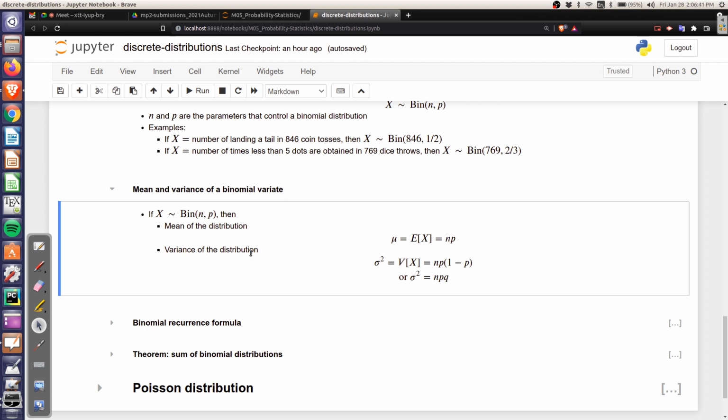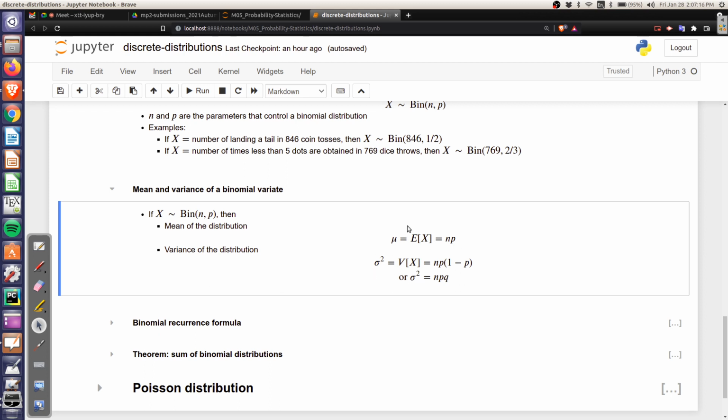What about the variance of the distribution? The variance is simply NPQ. It is N into P into 1 minus P, and you know 1 minus P is equal to Q. So the variance of such a distribution is NPQ. These are the two important things to keep in mind. For a binomial variate, N is the number of trials, P is the probability of success for any one outcome, the mean of the distribution is NP and the variance is NPQ.